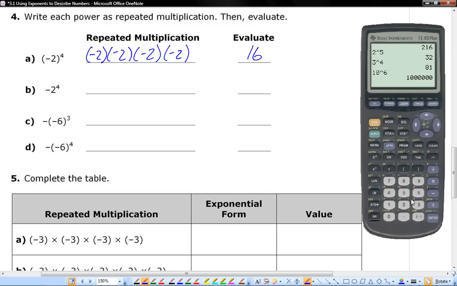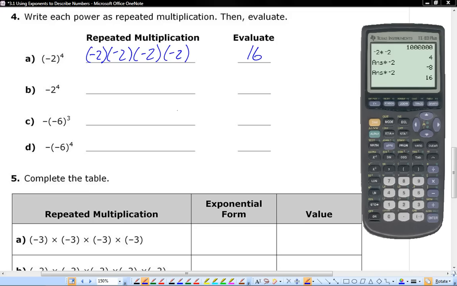And that's because when you have a negative times a negative, you get a positive. Multiply by a negative again, you get a negative. Multiply by a negative again, now you're back to positive. So as you can see, when the exponent is an even number, you'll end up with a positive answer, and when it's odd, you'll end up with a negative answer.